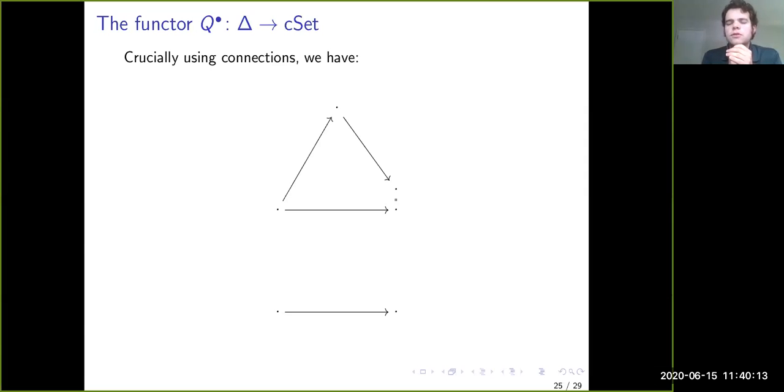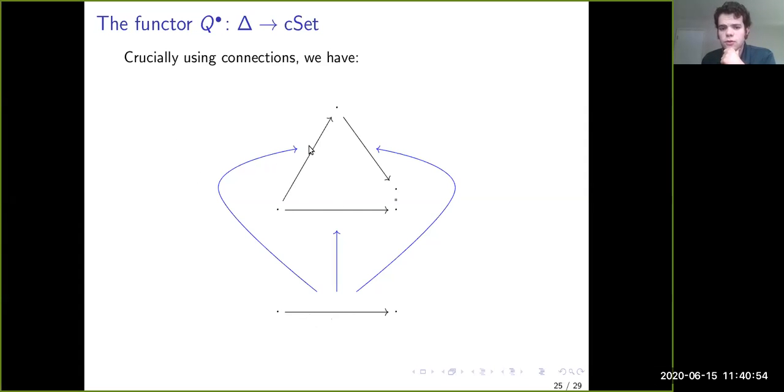Now, in order to define the action of this functor on all of the maps in the simplex category, we need to use connections. Connections are important here. So for instance, I'll show you how this functor acts on all the maps in delta. So we have these maps that include a simplex as a face of a higher dimensional simplex, and those we can obtain from the maps that include a cube as a face of a higher dimensional cube.